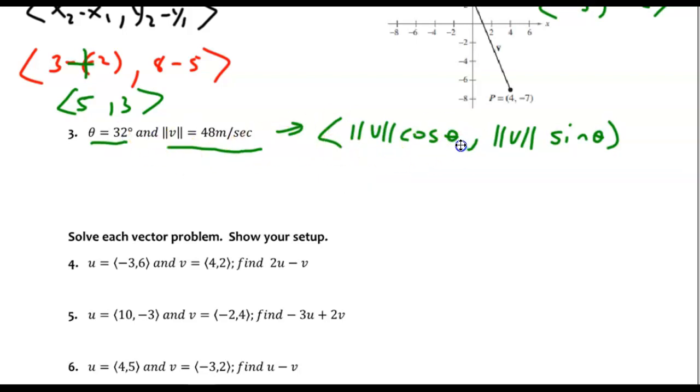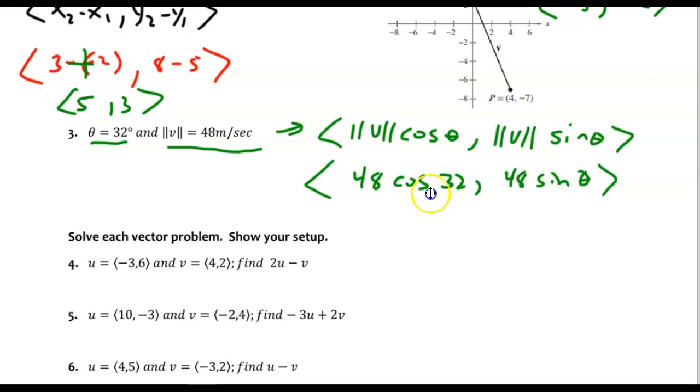32 is theta, and the magnitude is 48. So when I do this vector, excuse me, I used the wrong bracket type right there. When we do this, we end up with the magnitude of 48 times cosine of 32 degrees, and then 48 times sine of theta. One thing I want to point out is that this value is not an exact value. We won't get exact values. We have to use our calculator because this is not on a unit circle. If this was on a unit circle, then obviously you would use the values from the unit circle.